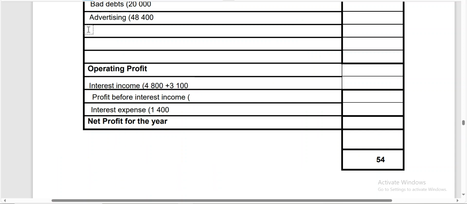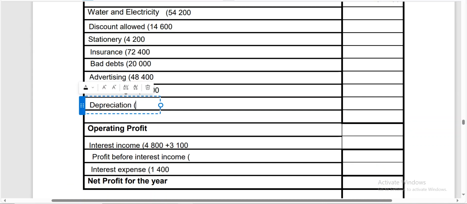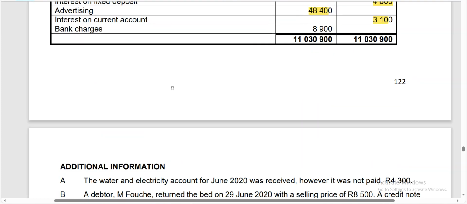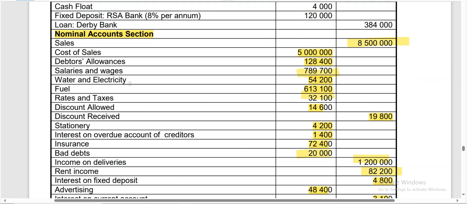So I'm going to have bank charges here, so we'll include bank charges for 8,900. And remember, since we have assets, we should also have what we call depreciation. Okay, so we don't know how much it will be for now. And then once you're done with this, you can go to your information. You also look at your balance sheet section, and then you check what you have.